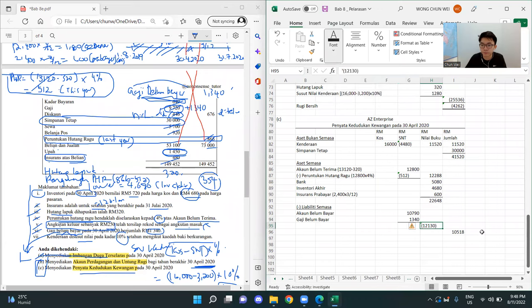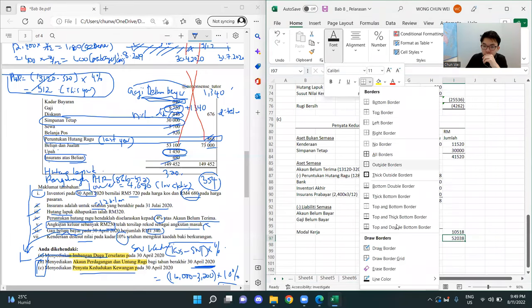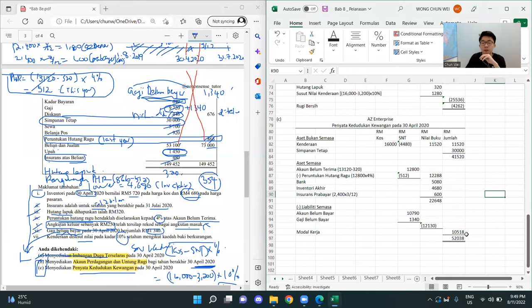10,500. So this one, don't forget, there's a name for it. We call it a modal kerja. Okay, make sure you have a name for this modal kerja. After you get a modal kerja, you add up with your aset bukan semasa. Aset bukan semasa, plus your modal kerja, 10,518, then you get 52,038. Then 1,99. That's the jumlah.